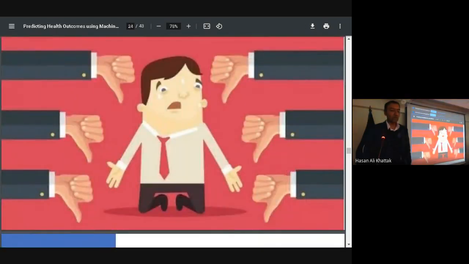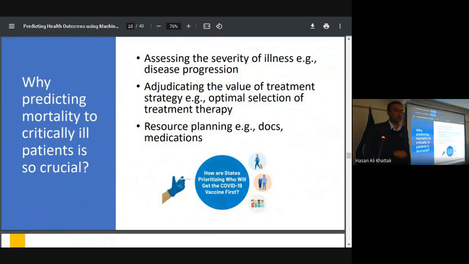What were the motives behind why we feel that it's crucial? So, assessing the severity of illness and disease progression. As I showed you, cancer is the second or third leading cause of death. If we can somehow, based on data analysis, find the disease progression, or whether someone may develop cancer again, like people who go into remission and then relapse, we can do that with the help of this kind of model.